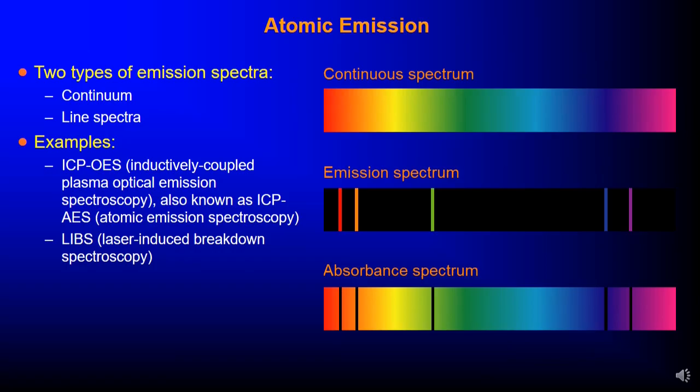Then atomic emission, two types of emission. There is what we call continuum, and also we have line spectra. So the examples here are inductively coupled plasma optical emission spectroscopy, also known as ICP-OES. And then we also have laser induced breakdown spectroscopy.